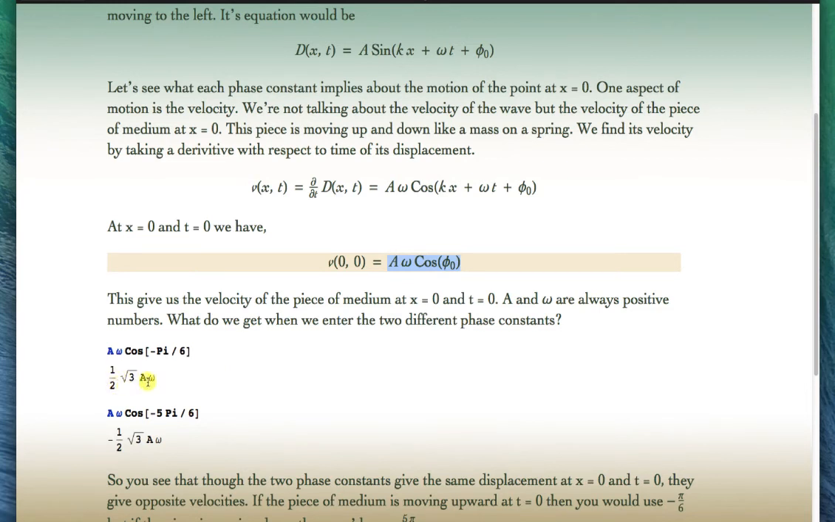Square root of 3 over 2 A times omega, and negative square root of 3 over 2 A times omega. And A and omega are always positive numbers. That's just what they are. And so if I had a phase constant of minus pi over 6, this would mean that at this point in space and at this moment in time, that point is moving upward and has a positive velocity. If I had a phase constant of minus 5 pi over 6, then the velocity is negative. That point in the medium is moving downward.